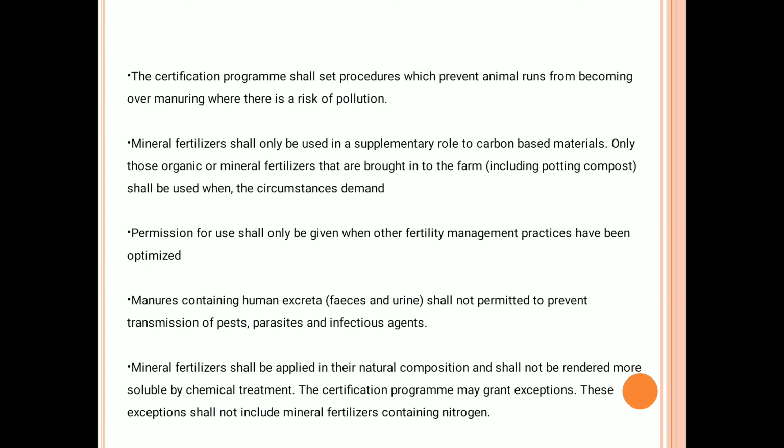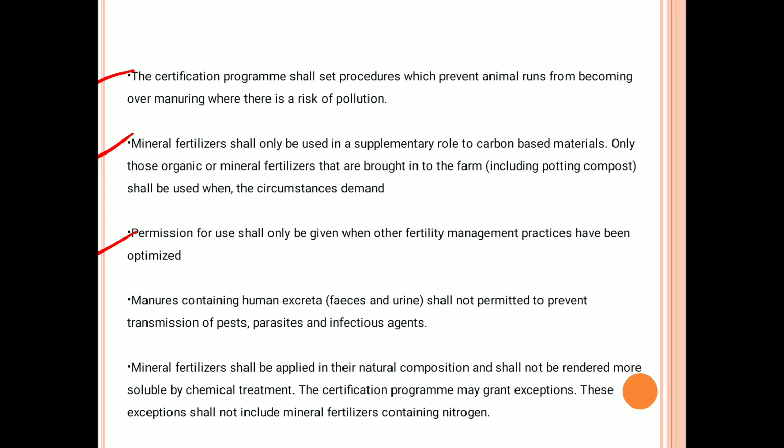And the next part of nutrient management: the certification program shall set procedures to prevent animal runs from becoming over-manured where there is a risk of pollution. Then mineral fertilizer shall only be used in a supplementary role to carbon based material. Only those organic or mineral fertilizers that are brought into the farm shall be used when the circumstances demand. Then permission for use shall only be given when other fertility management practices have been optimized.